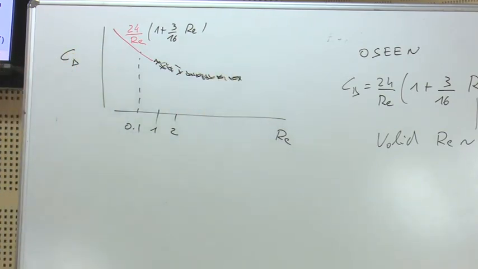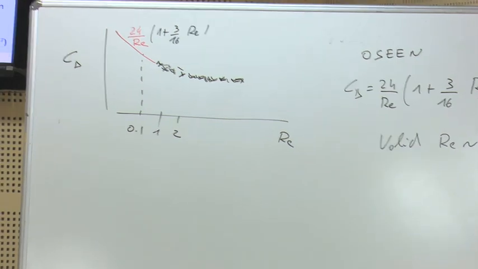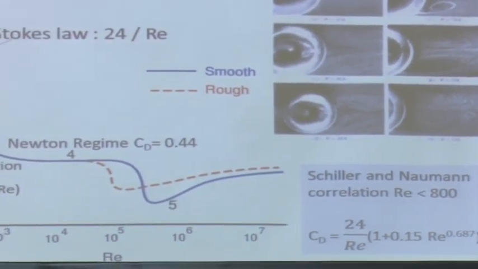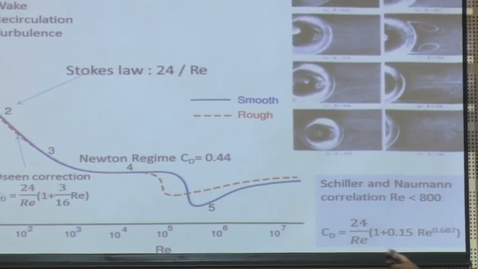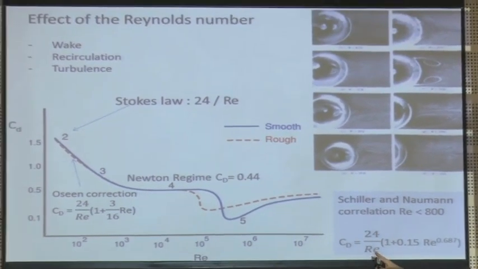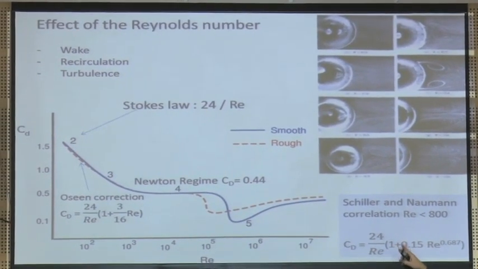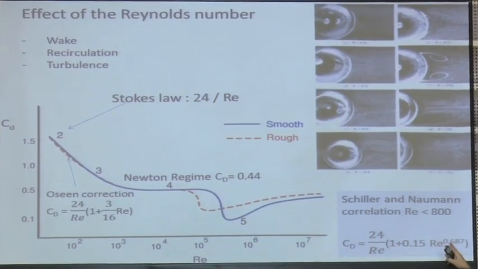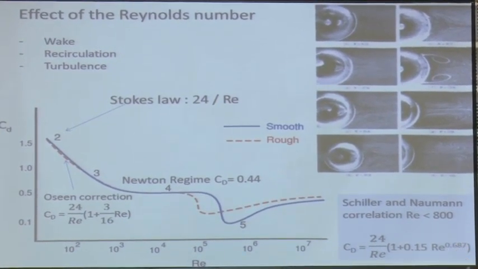And one of the very classic correlations is that one. It has been proposed by Schiller and Naumann like 30 years ago. And it's only a fit of many data points. So you see how it is built. It is the Stokes drag, 24 over the Reynolds number, times 1 plus a correction. And this correction is only a fit, because you see 0.15, 0.687 is only a fit.